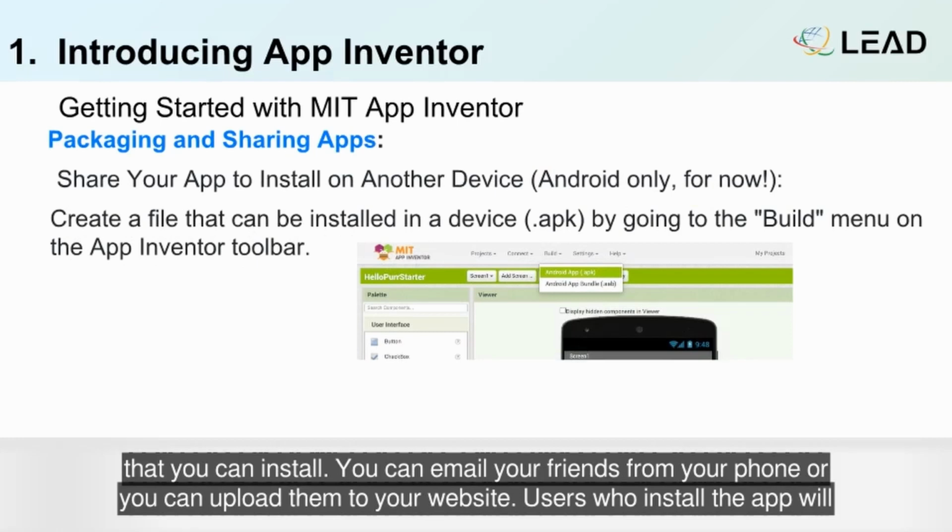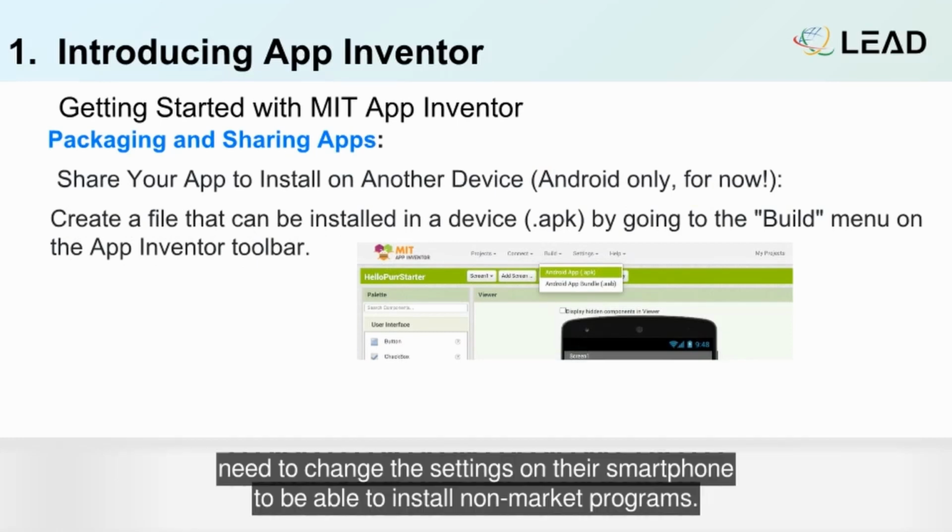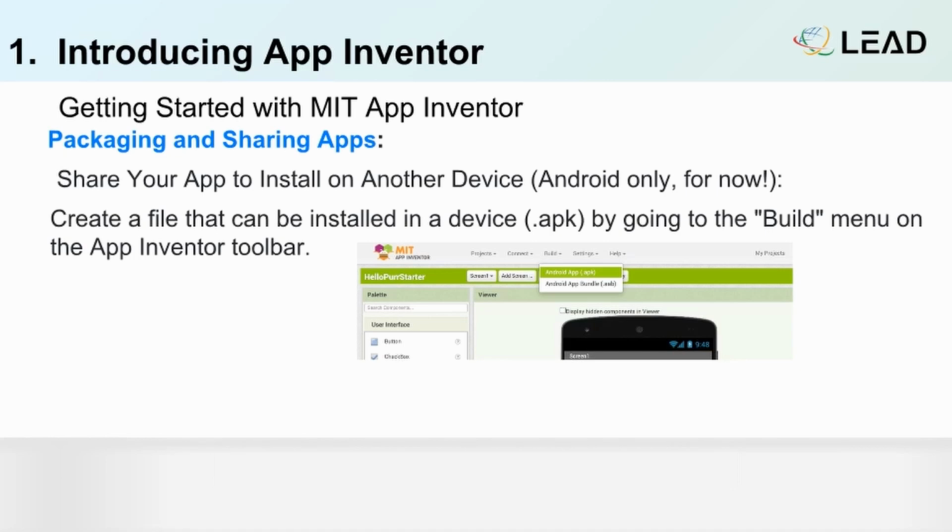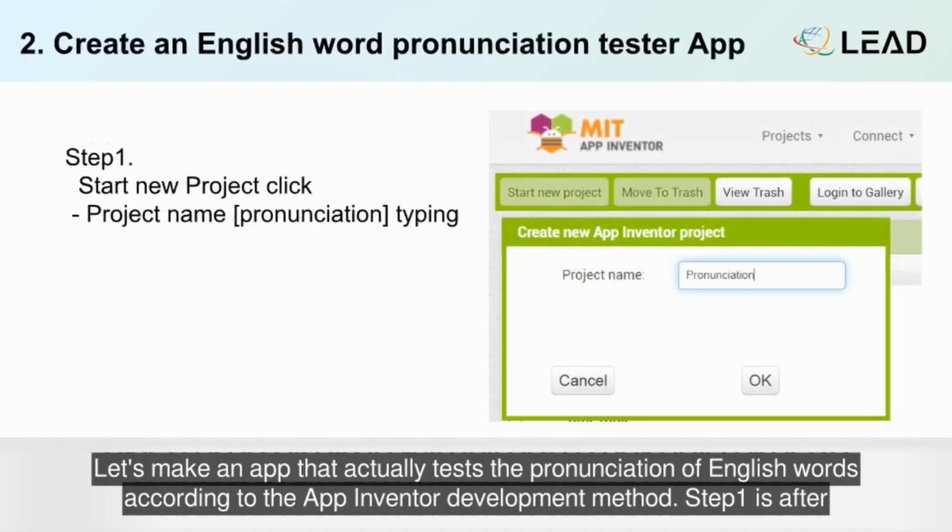You can email it to your friends from your phone or you can upload it to your website. Users who install the app will need to change the settings on their smartphone to be able to install non-market programs. Let's make an app that actually tests the pronunciation of English words according to the App Inventor development method.